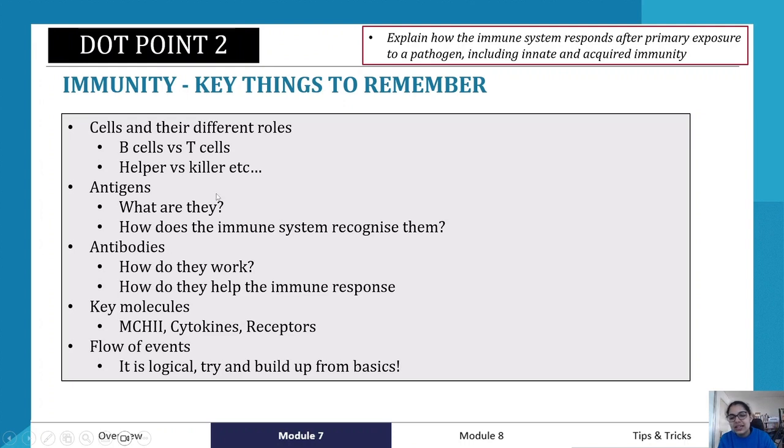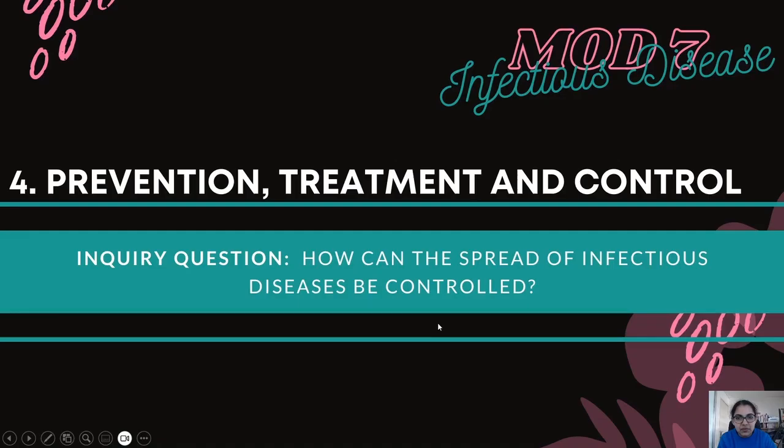What are antigens, antibodies, key molecules? So the MHC2 receptors, for example, are the ones on the macrophages, and these are the ones that are going to display the antigen. Cytokines are responsible for calling and then killing off the pathogens, and receptors, and remember the flow of events. It's logical, try and build it up from the basics.